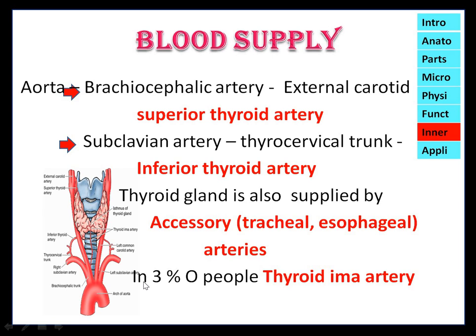Now the blood supply of the thyroid gland. Superior thyroid artery. It is a branch of the external carotid artery. Inferior thyroid artery, which is a branch of the thyrocervical trunk. It is a branch of the subclavian artery. The thyroid gland is also supplied by accessory arteries. They are the tracheal artery and esophageal artery. In 3% of people, the thyroid ima artery also supplies the thyroid gland.